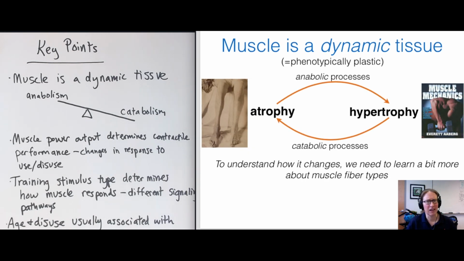So again, muscle is a dynamic tissue. Another way of phrasing this is just to note that it's very phenotypically plastic. And because it's a dynamic tissue, muscle mass at any given point in time is going to reflect a balance between anabolic processes, or processes that build muscle tissue, and catabolic processes, or processes that break down tissue. So when muscles undergo net anabolic processes, they'll experience hypertrophy, whereas if they experience net catabolic processes, they will then undergo atrophy.